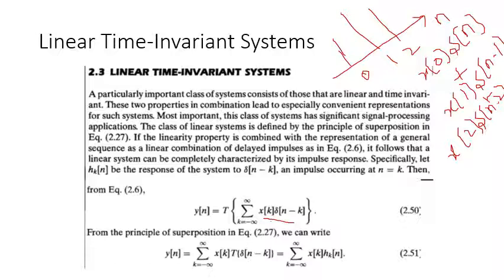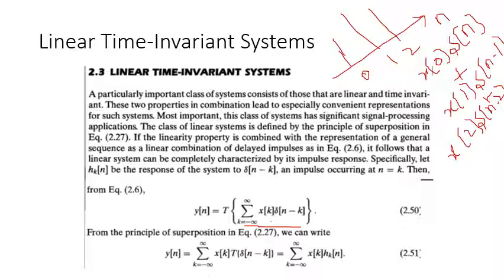x of k, with k the running variable 0, 1, 2, delta of n minus k, so n minus 0, n minus 1 as well as n minus 2. So what we have done is represent an input with the help of shifted or scaled versions of delta impulses. Okay, so this is just the input, which is represented with the help of impulses.